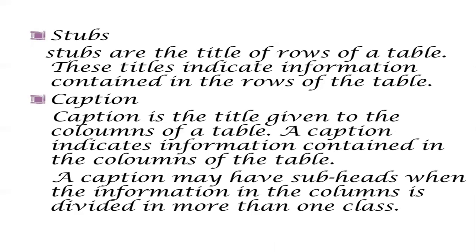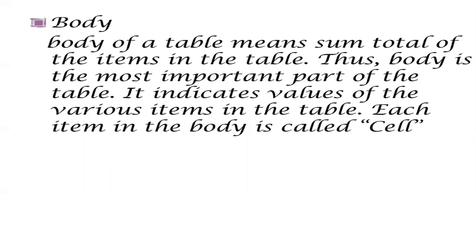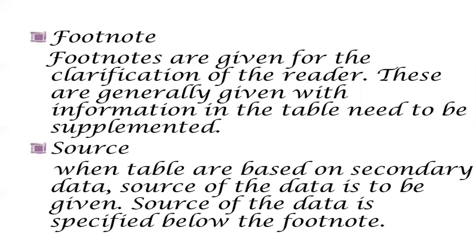Caption is the title given to the column of a table. A caption indicates information contained in the column of the table. A caption may have a subhead when the information in the column is divided into more than one class. Body of the table means the sum total of the items in the table. Thus, the body is the most important part of the table. It indicates the values of the various items in the table. Each item of the body is called a cell.